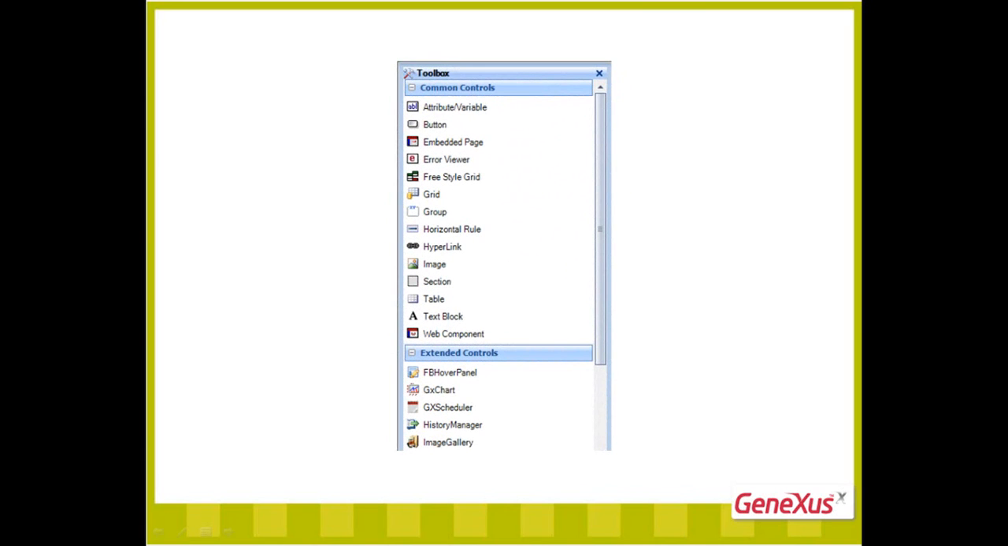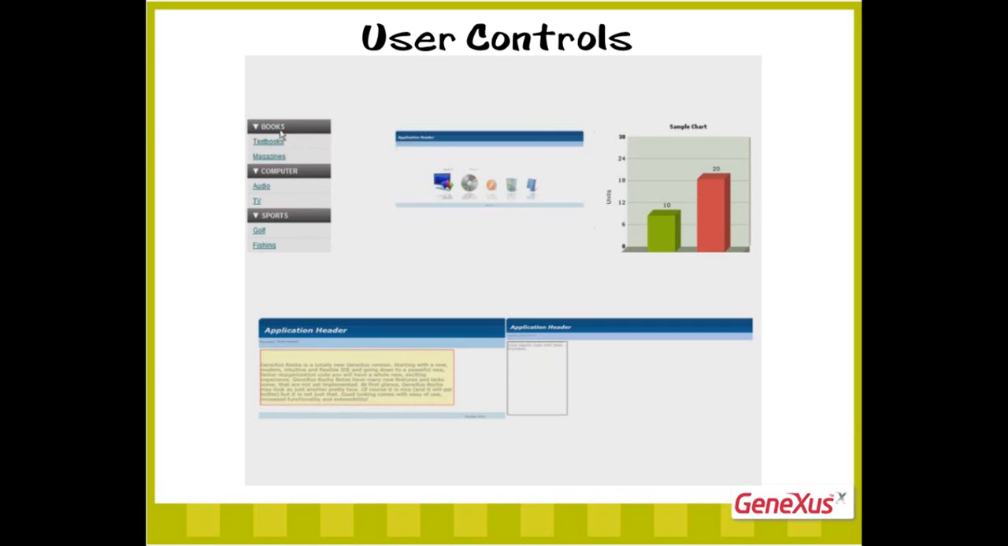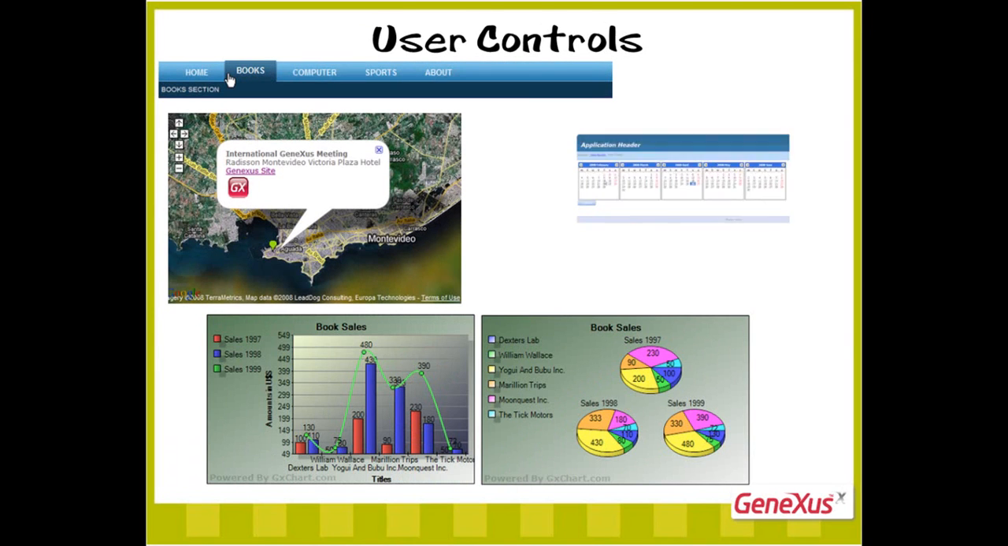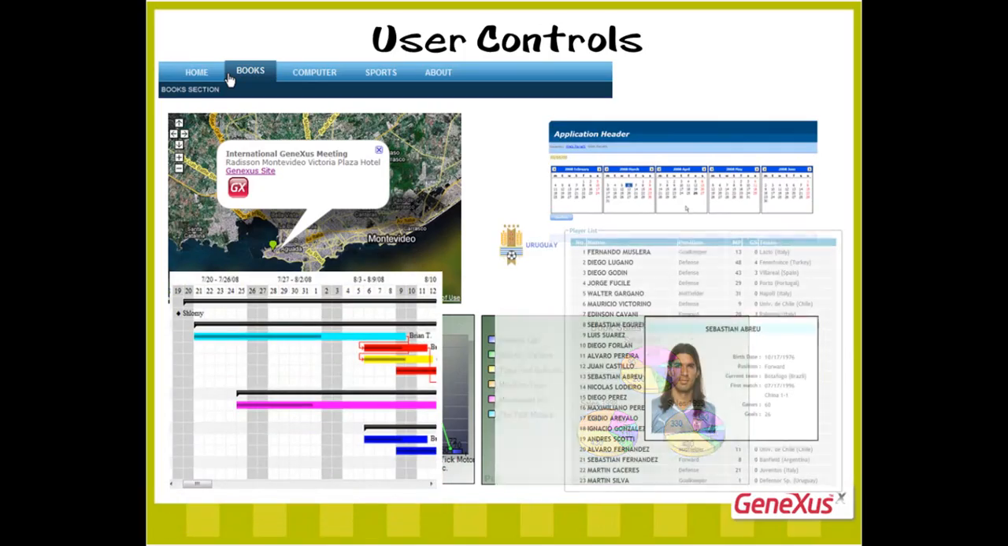In addition to the usual controls which are available in the toolbox, GeneXus allows us to create our own controls or use controls created by other users. These are called user controls. User controls, also known as extended controls, allow us to create applications with rich, user-friendly interfaces, for example, by adding menus, maps, charts, calendars, diagrams, and many other resources.